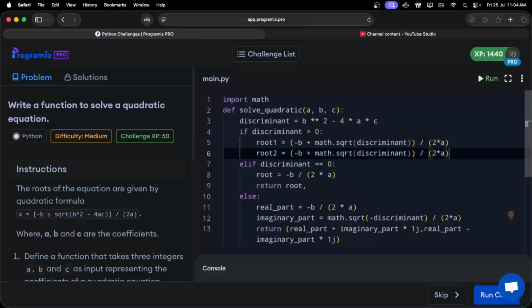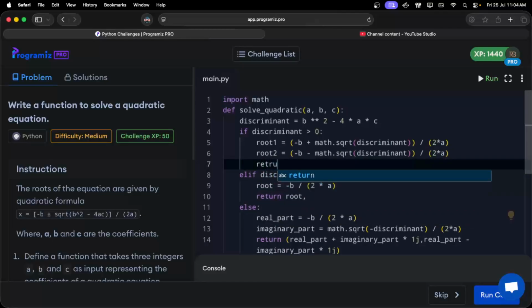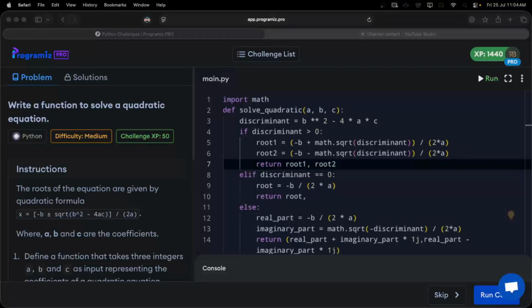Then root 2 will be something similar. Copy it, paste it. The only thing that's changing is the minus sign. Okay, so we just change it to a minus sign, right? So we simply do the return now, root 1, comma root 2, right?